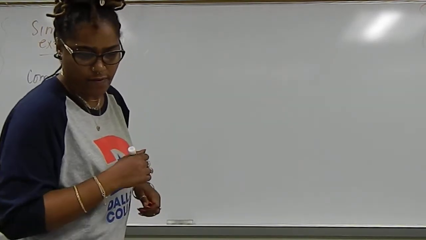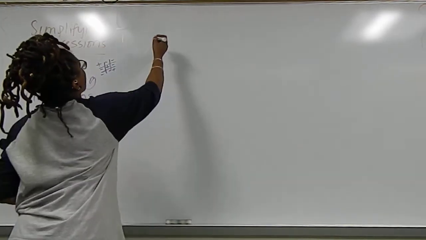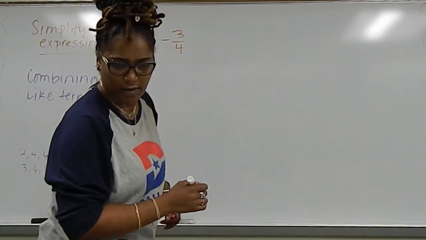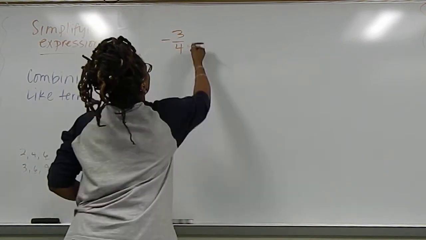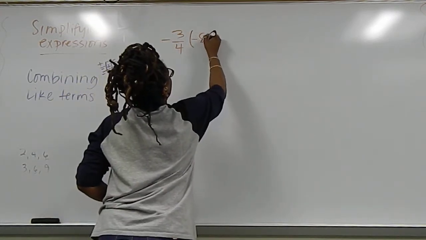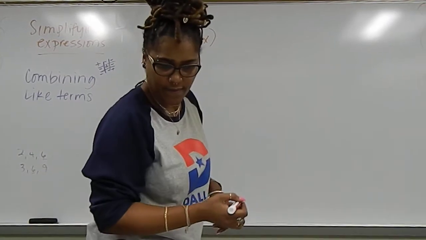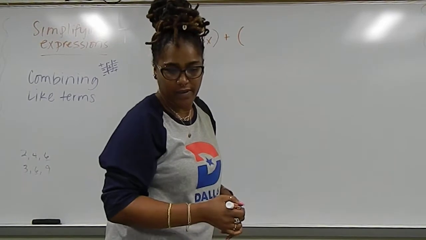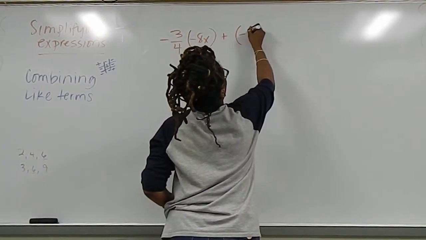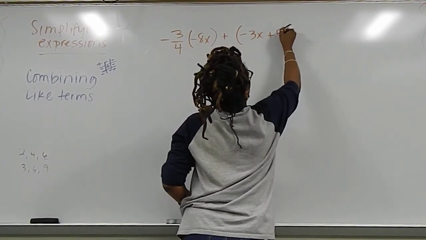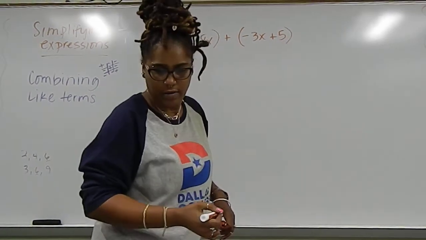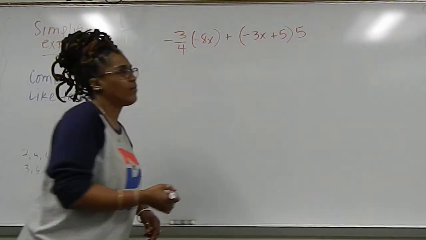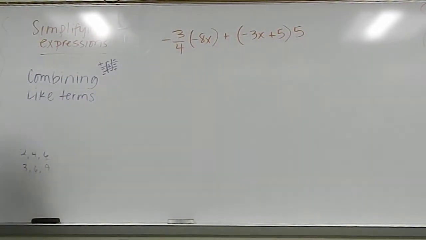Let's see, how about, ooh, this might throw you off. Negative 3/4 times negative 8x plus, ooh, open parentheses, negative 3x plus 5, times 5. Ooh, now what do we do? It's so different.